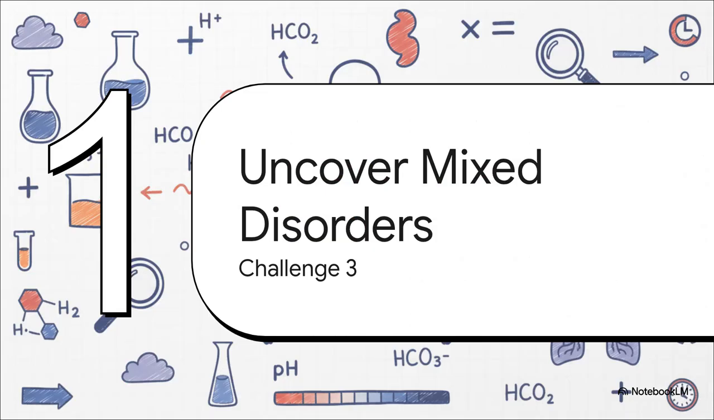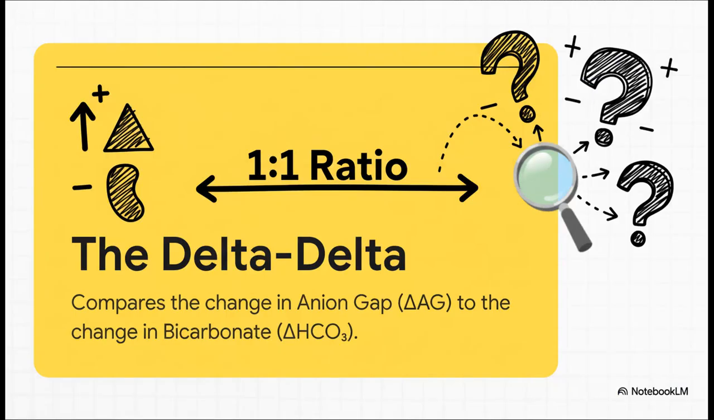Okay, time for our final challenge. And this one's a little more advanced. You see, sometimes you can have 2 different metabolic problems happening at the exact same time, and they can actually hide each other. So we're going to use a really cool technique called the delta-delta to sniff out these hidden disorders. The logic behind this is actually kind of beautiful.